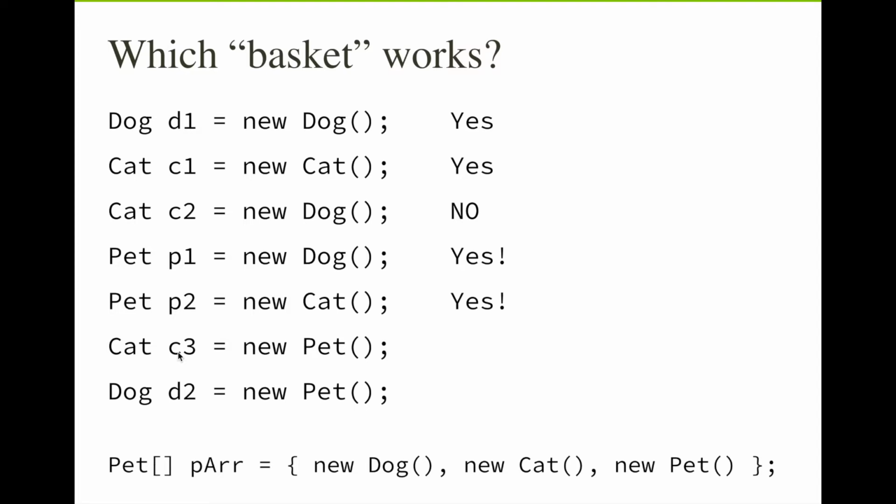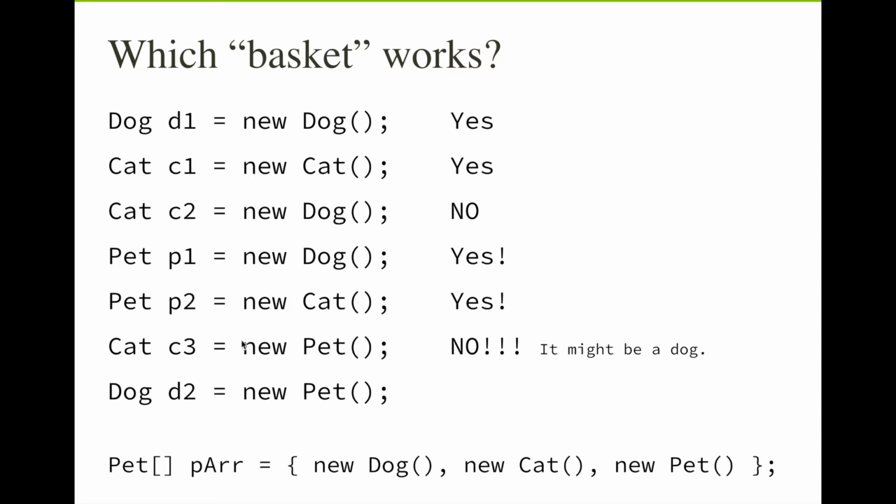Well, let's see. What do you think? The answer is no. You see, because a pet might be a dog, right? And in this case, the pet is a pet. It's not even a dog and it's not a cat. The pet's a pet. And you can't put a pet into a cat basket. You can put a cat into a pet basket, but you got to go this way, okay?